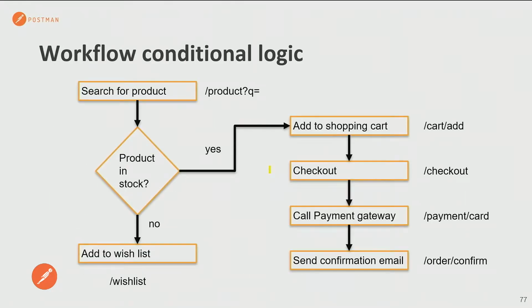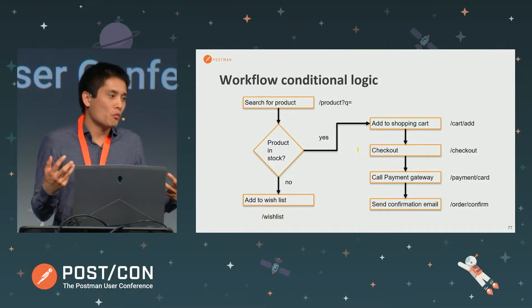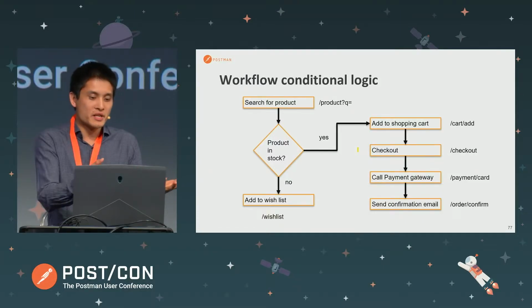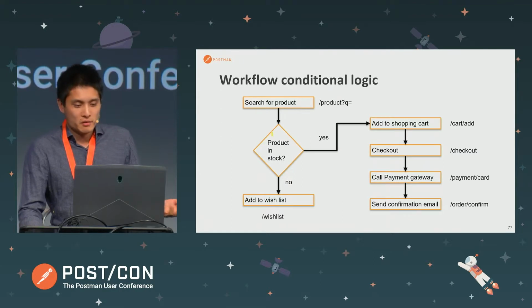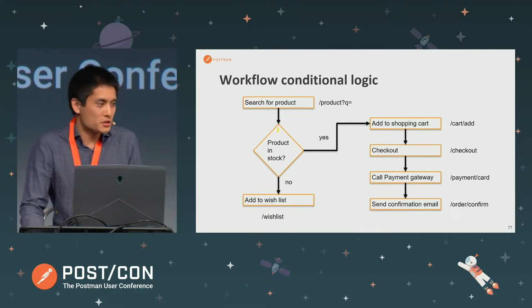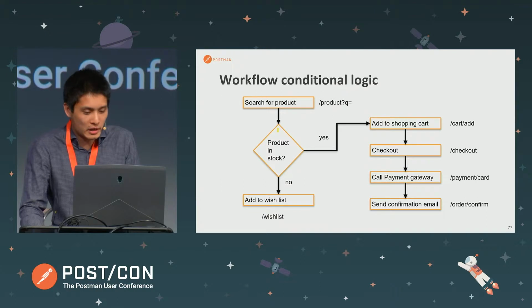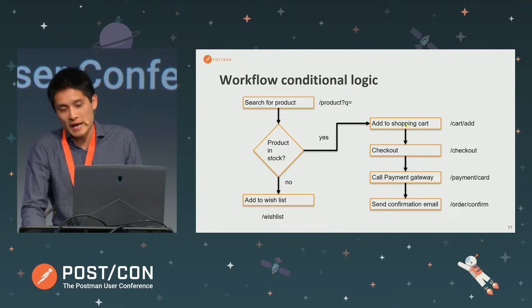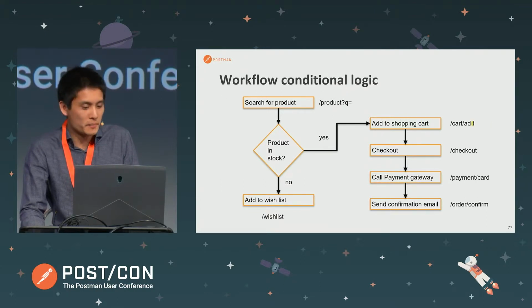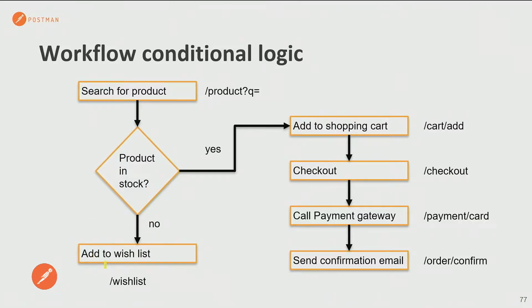Now, one last thing we're going to do with the workflow is put some conditional logic in there. With conditional logic, we want to set what the next request is based on what result we get. Say, for example, we're searching for that product. What happens if that product isn't in stock and we can't add it to our shopping cart? Well, we can't progress to the add to shopping cart request, can we? So maybe we'll divert to another request that says add to the wish list, for example.